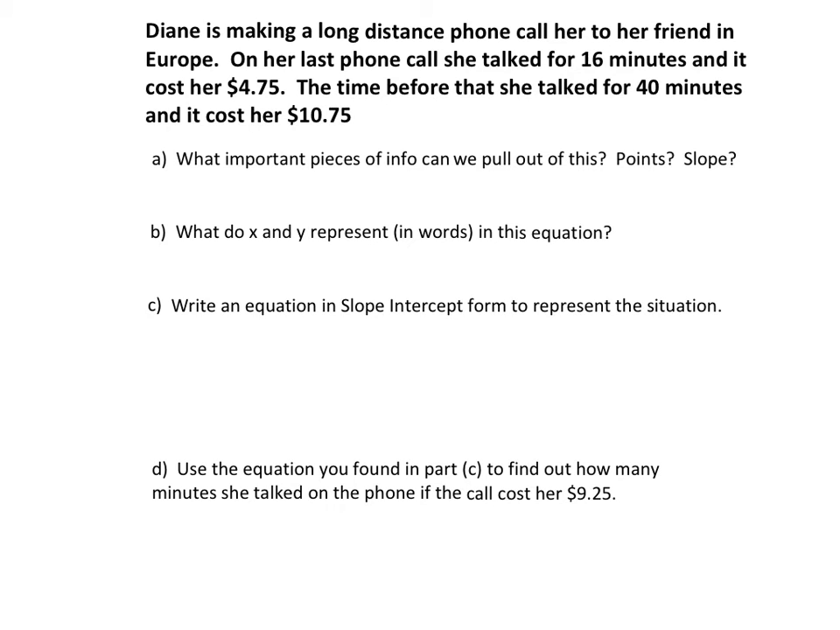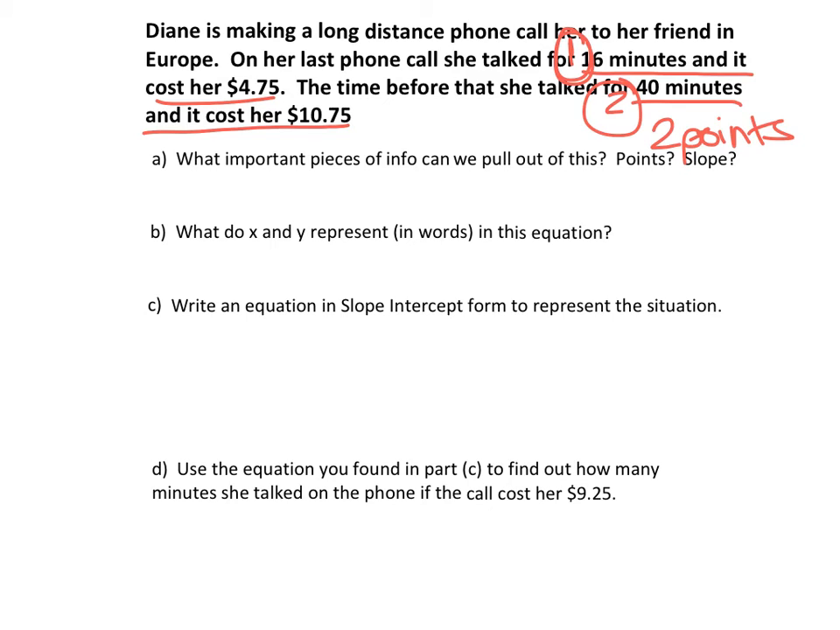And last word problem example here. So it says, Diana's making a long-distance phone call to her friend in Europe. On her last phone call, she talked for 16 minutes and it cost her $4.75. The time before that, she talked for 40 minutes and it cost her $10.75. So what I'm noticing here as I read is I have two pairs of information. I have a call for 16 minutes that was $4.75, and I have a call for 40 minutes that was $10.75. So because I have pairs of information, I know that I have 2 points here.